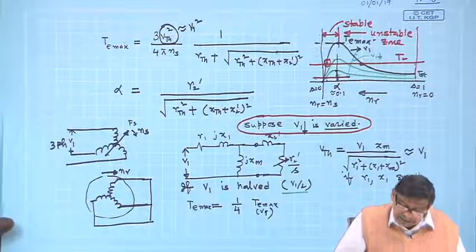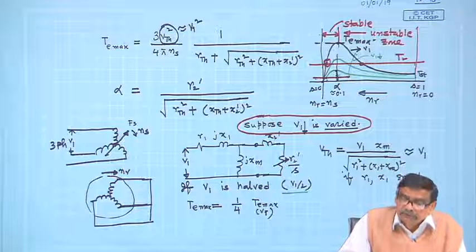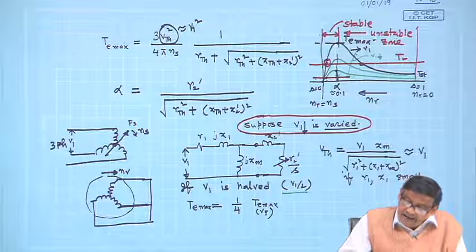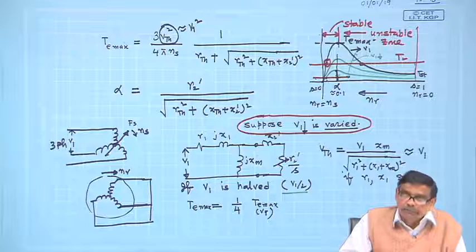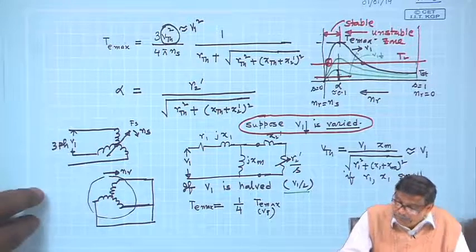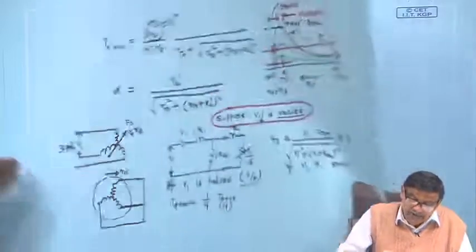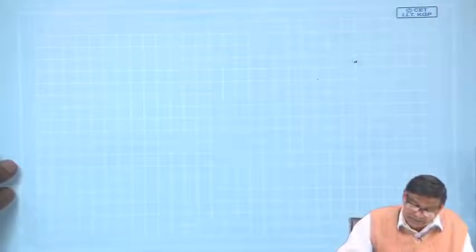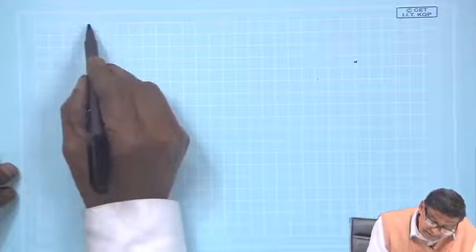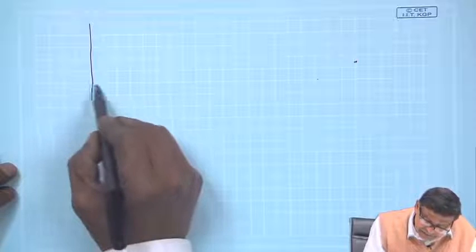Now, there is another parameter which we can vary, and see what is going to happen. Before that, one problem I will try to just mention, and this is like this. See, this is the torque slip characteristics I told you.